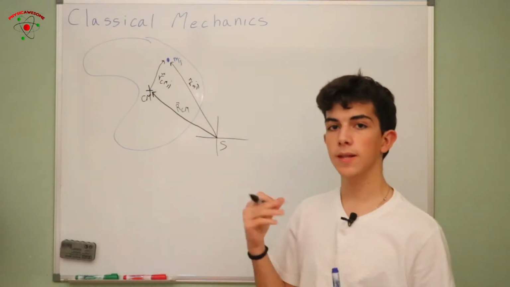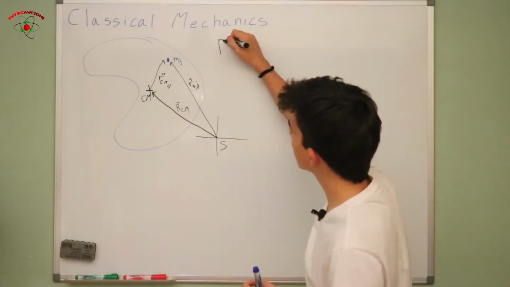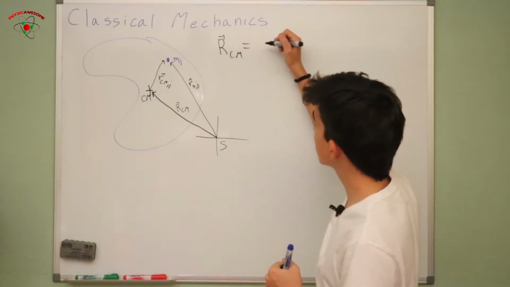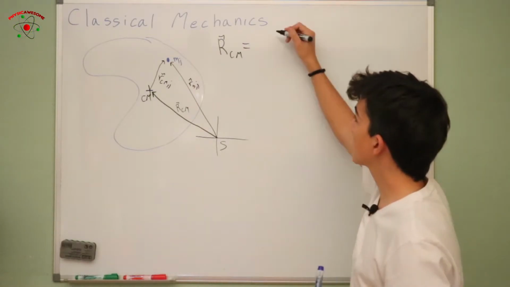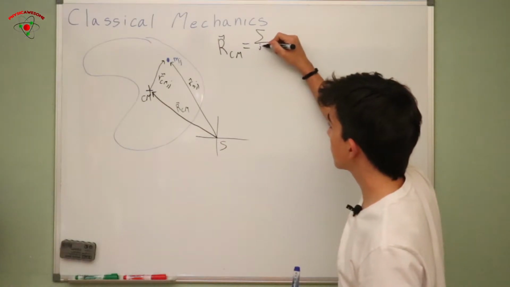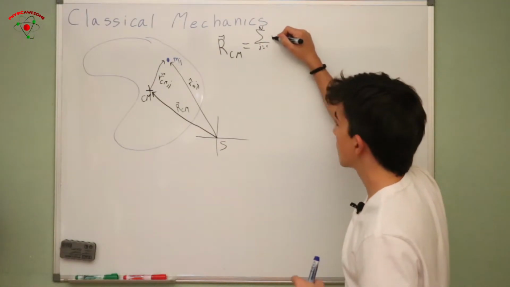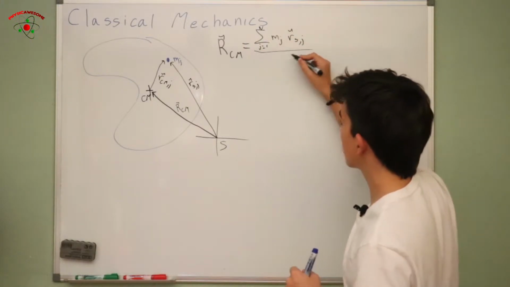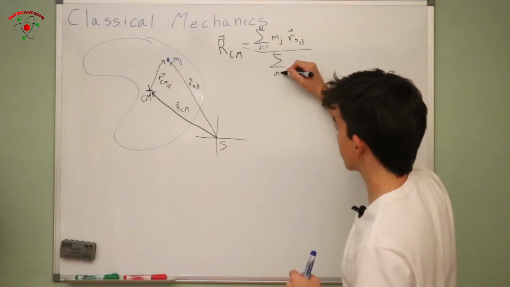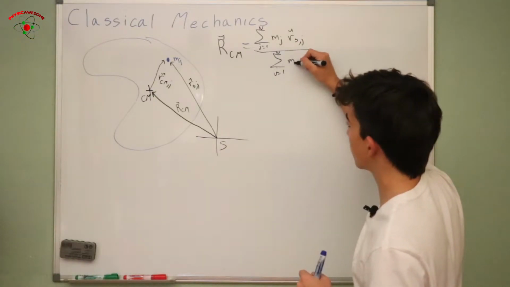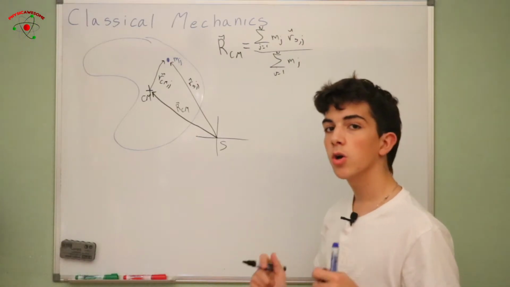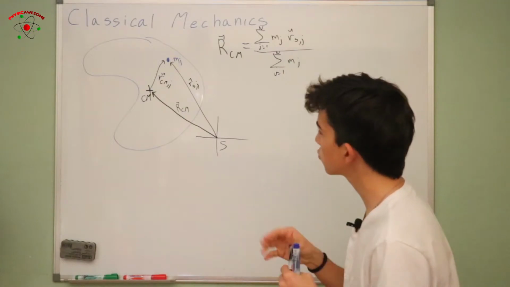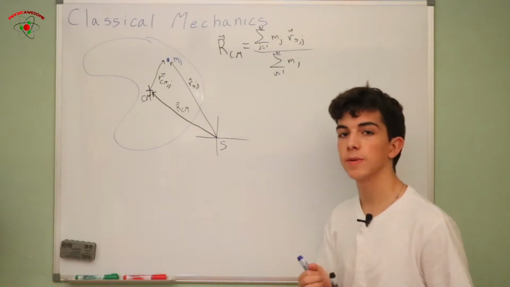If you recall from last video, we found that R_CM equals the sum from j equals 1 to n of m_j times r_S,j over the total mass, that is the sum from j equals 1 to n of m_j. Now we'll differentiate this and we'll see what we get to try to find the velocity of the center of mass frame.